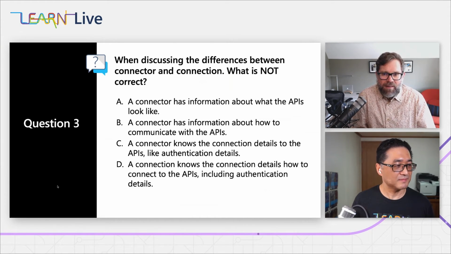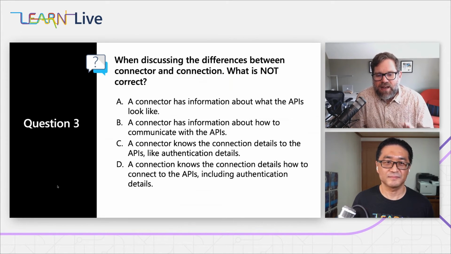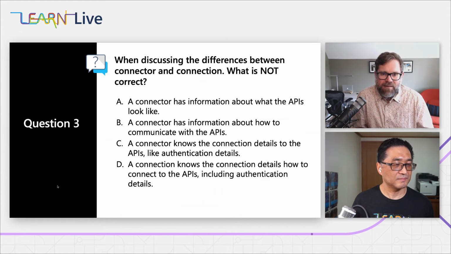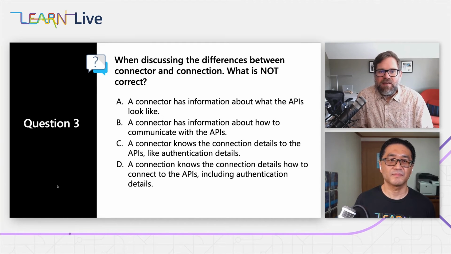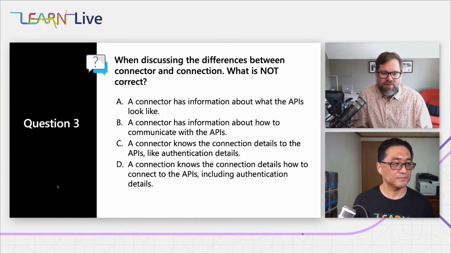C is the one that is not correct. The reason why is a connector knows what the operation is, but it doesn't know how to connect to the operation. A connector wraps it. That's right. The connection details, the authentication, that's a connection. They're confusing because they sound so much alike. Connector wraps, connection has the keys and unlocks. Authentication is connection, connector is the wrapper for the details. That's so right. C is the correct answer here.